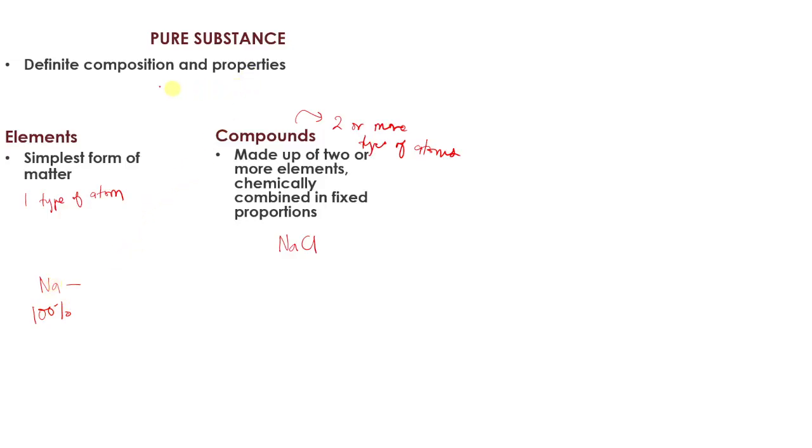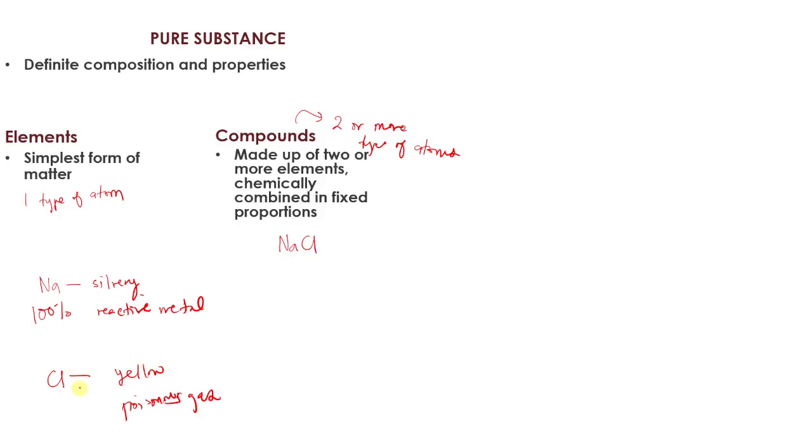Now it also has its definite properties. For example, sodium is always silvery in color, and it is a very reactive metal. Another element is chlorine. Chlorine is a yellow gas. It's actually a yellow poisonous gas. So these are the properties of these elements.